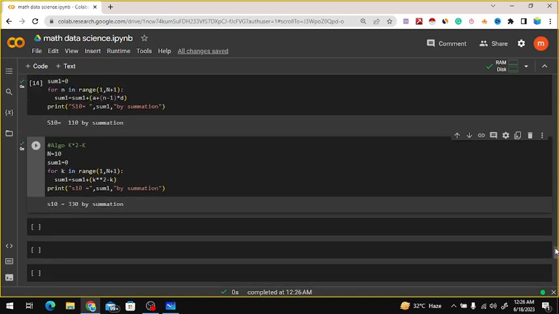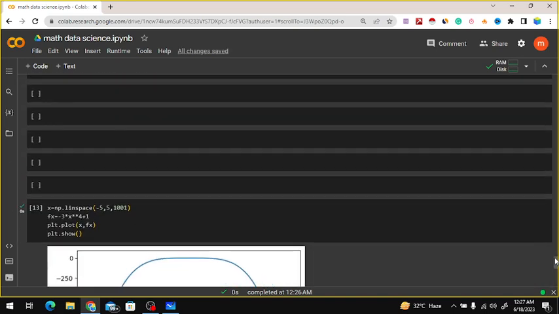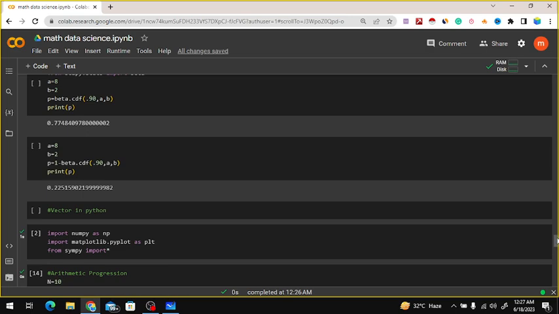Similarly, I want to discuss k cube minus k square. So is it also possible to get sigma summations like this? All these algorithms you will see here look similar. So I hope we can easily understand this sequence and series, quadratic equations, these concepts.